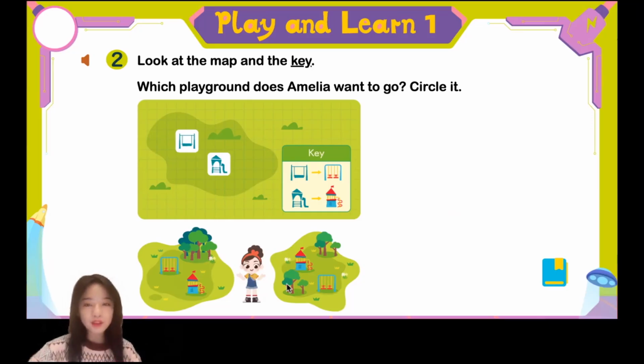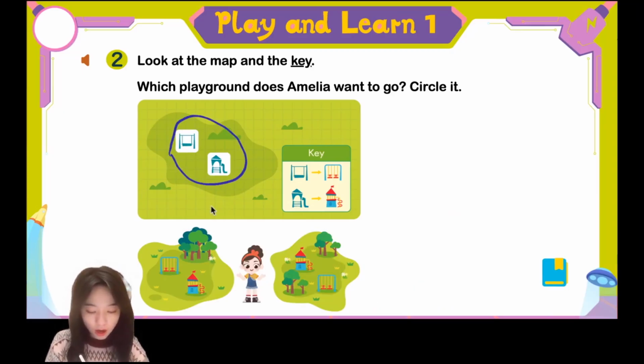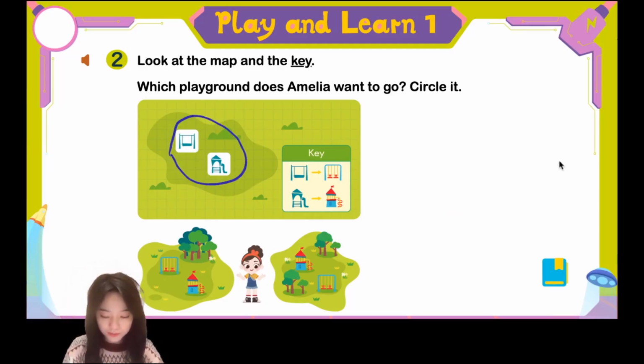Circle it. According to the key, you can see it mentions that when we see this kind of symbol on the map, it refers to a certain piece of equipment. And for the second one, what does that mean? So here, according to the map, if we want to know which playground Amelia wants to go to, let's just refer to that. On the map, you can see what the corresponding positions of these two should be.